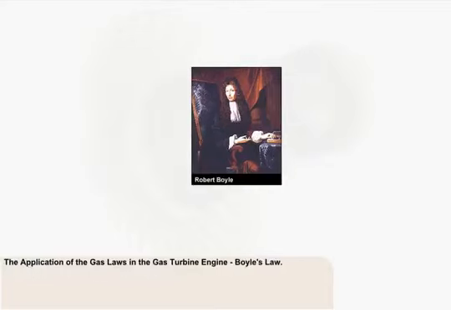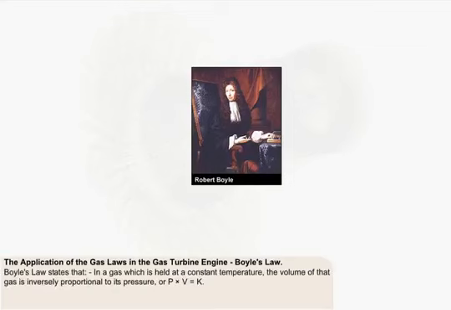Robert Boyle was born in 1627 in Ireland. He made important contributions to physics and chemistry, but is best known for the law which was named after him concerning an ideal gas. Boyle's law states that in a gas which is held at a constant temperature, the volume of that gas is inversely proportional to its pressure, or pressure times the volume equals a constant. This holds true where P is the absolute pressure of the gas, and V is the volume occupied when the pressure is P.